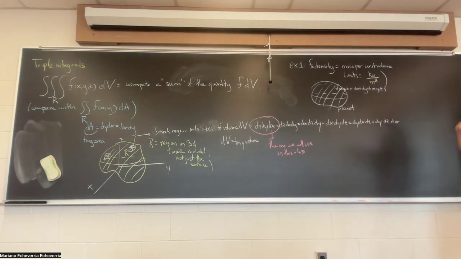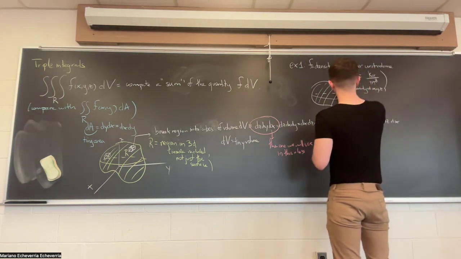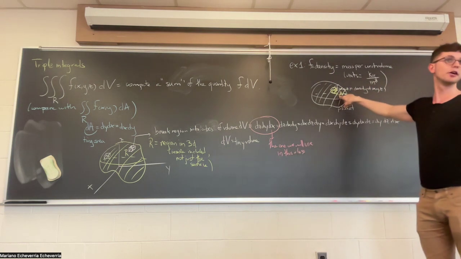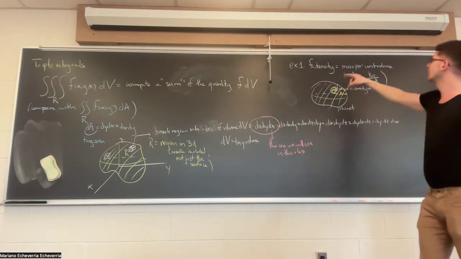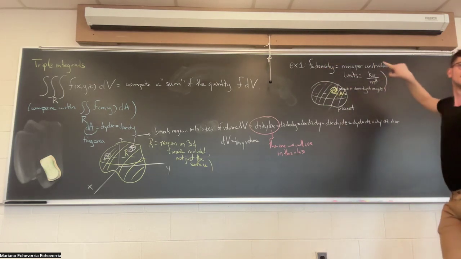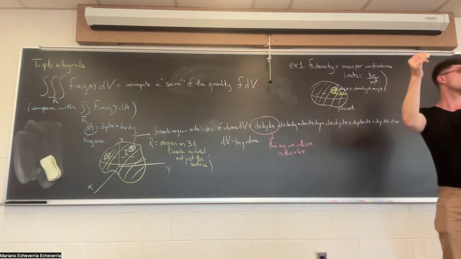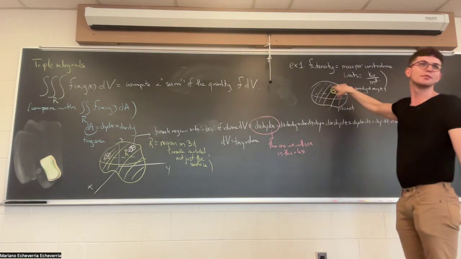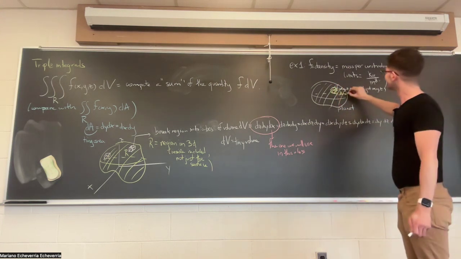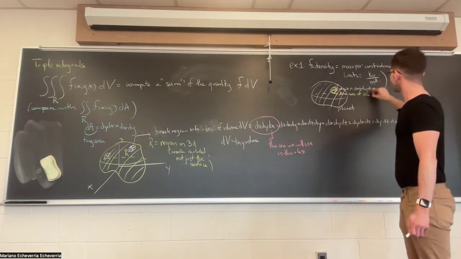Okay, and so what is f times dV? Well, it's density times volume, right? If you think about it in terms of the units, if you do density times volume, the volume units cancel, so you should get something with units of mass. So f times dV is density times volume, which is a mass. It's like the mass of one of these tiny cubes inside the planet, you see?